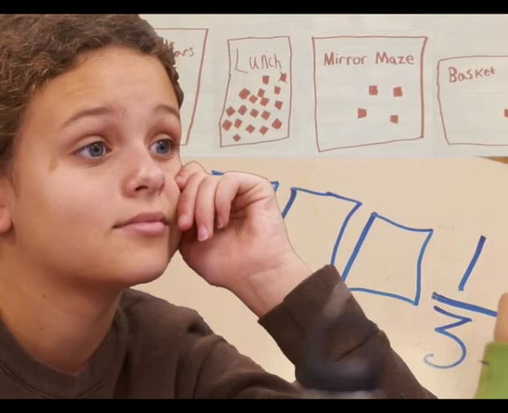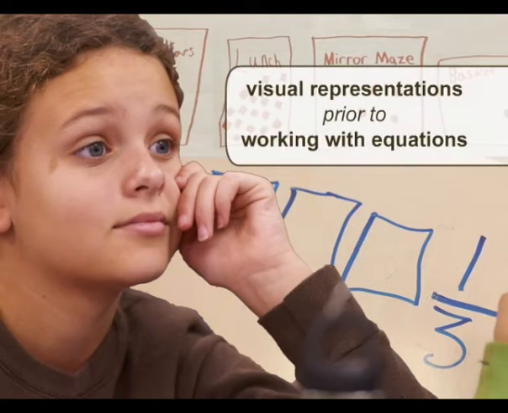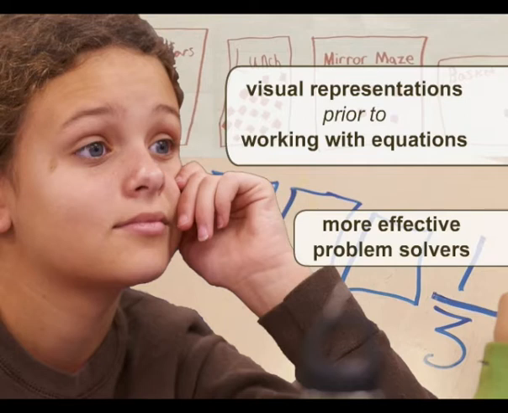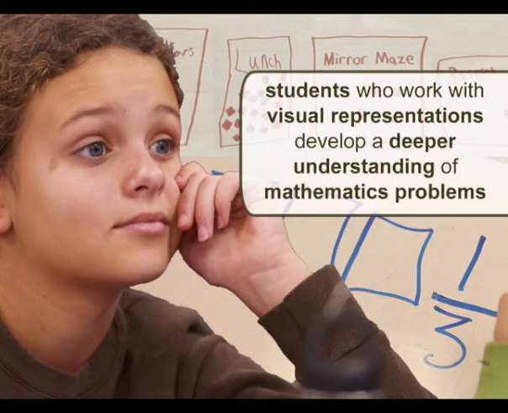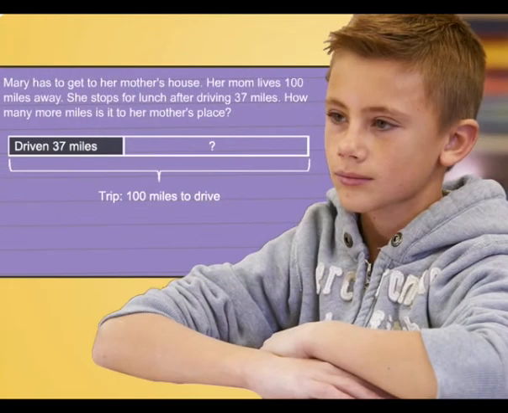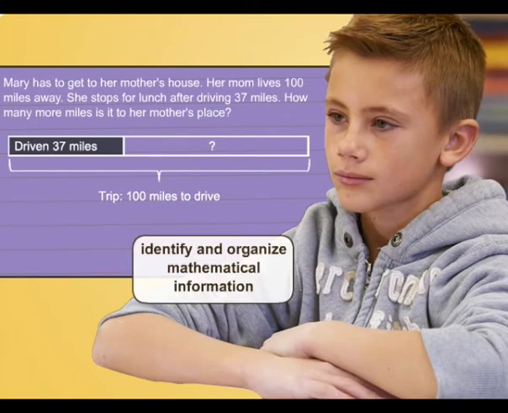Research suggests that students who develop visual representations prior to working with equations are more effective problem solvers. This may be because visual representations help students develop a deeper understanding of the problems they are working with. The right type of representation can help a student get a coherent view of the problem by identifying and organizing pieces of relevant mathematical information.